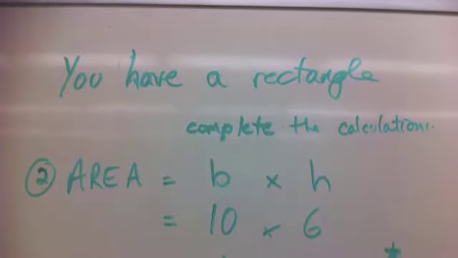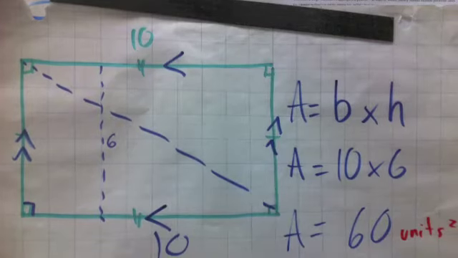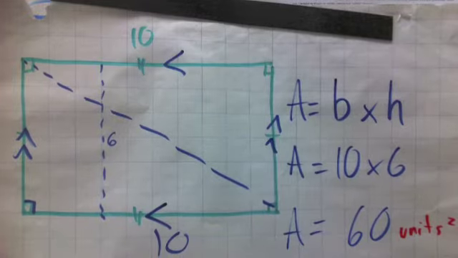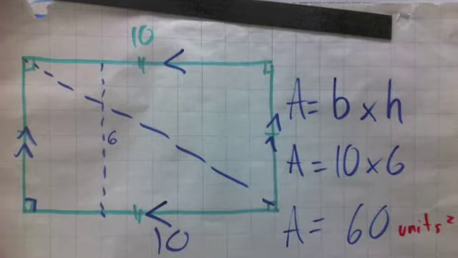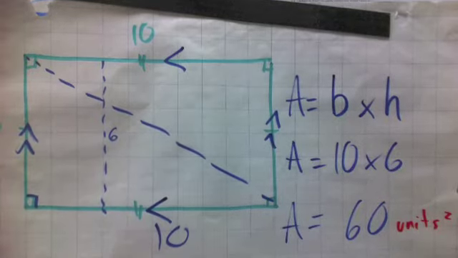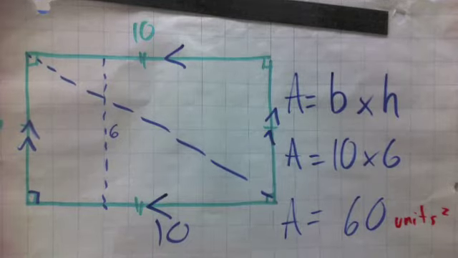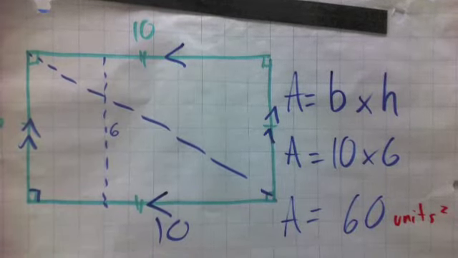Now quite simply, to solve the area of this rectangle, we start with the formula. You can see it on the picture. A equals B times H. Then we substitute 10 for B because the base was 10. And we substitute 6 for H because on our rectangle the height was 6. 10 times 6 gets you 60, and remember it's units squared.